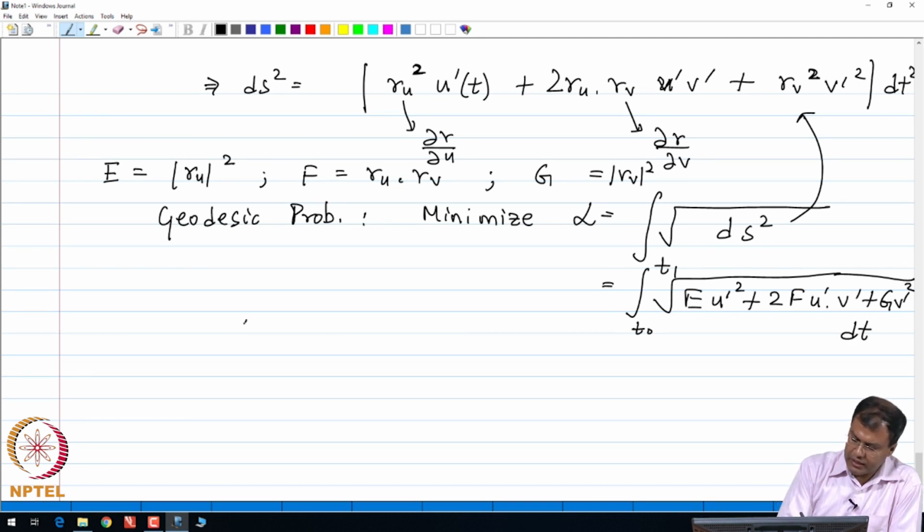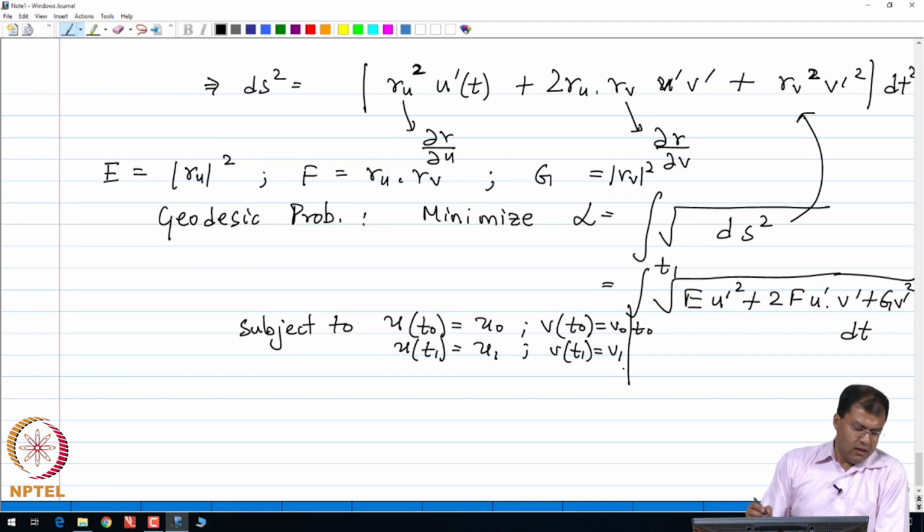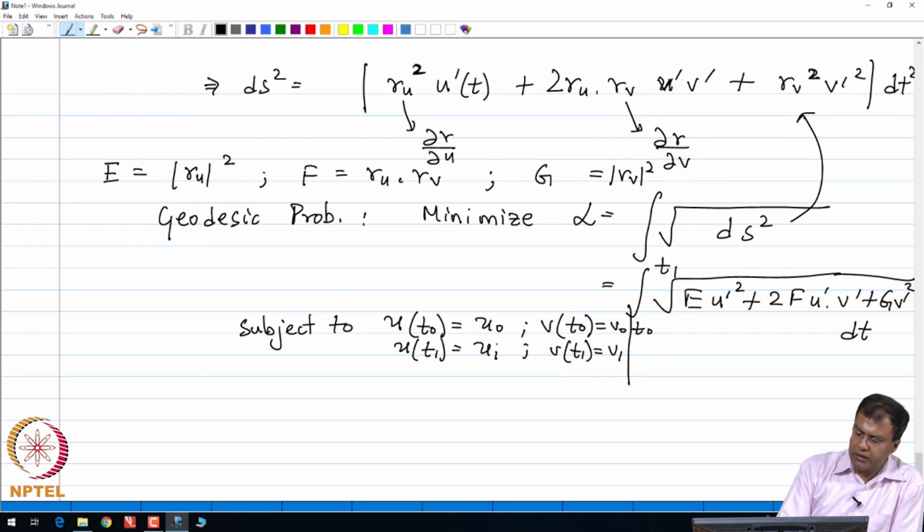Okay. Subject to u of t0 is u0, u of t1 is u1, and v of t0 is v0 and v of t1 is v1. Okay. So, these are my boundary conditions in terms of the parameters of the system.